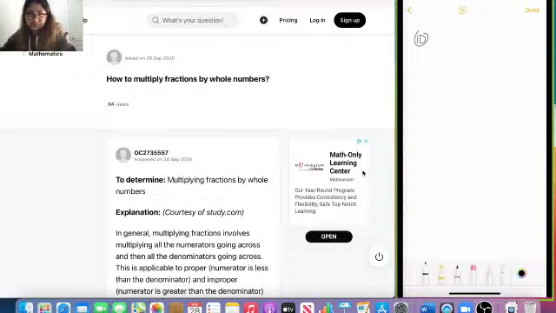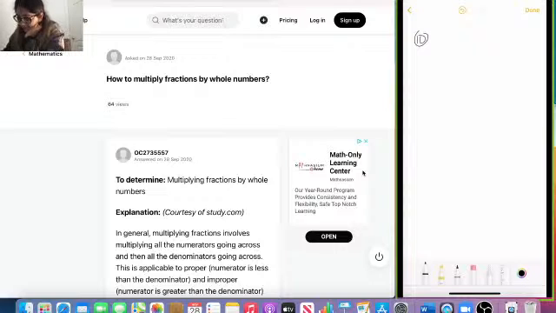So the next question is how to multiply fractions by whole numbers. In general, when you're multiplying fractions, you multiply all the numerators going across and then all the denominators going across, okay? This goes to proper and improper fractions.